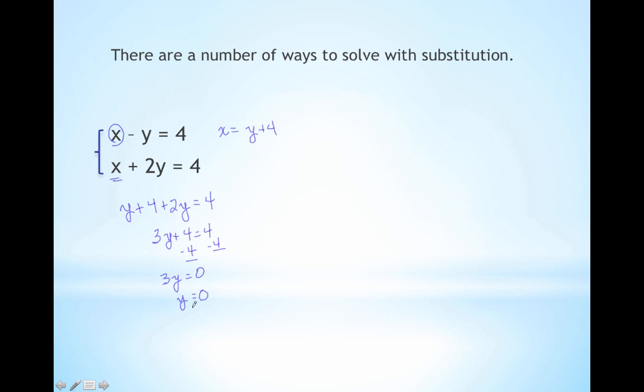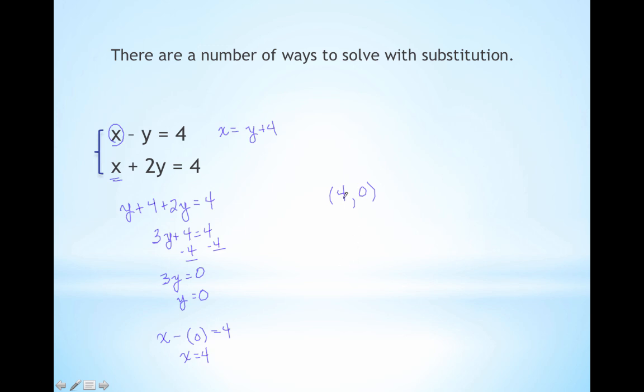So I know what my y value is, and I could substitute my 0 back into either of these equations to find out what my x equals. Well, I'm just going to stick it into that first one. x minus 0, my value for y, equals 4, so that means that x equals 4. So the solution to this system of equations, these two equations, is my x of 4 and my y of 0.